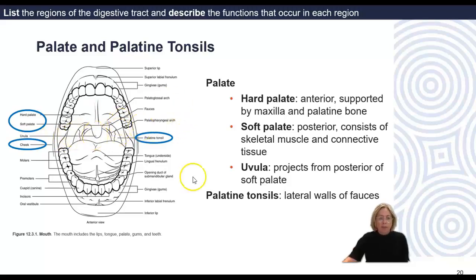We also have the palatine tonsils that we talked about before in the lymphatics and immune topic, and they form the lateral walls of those fauces, which are the openings to the pharynx, and they're really important in immune function and that first line of defense against any kind of pathogens entering the mouth.